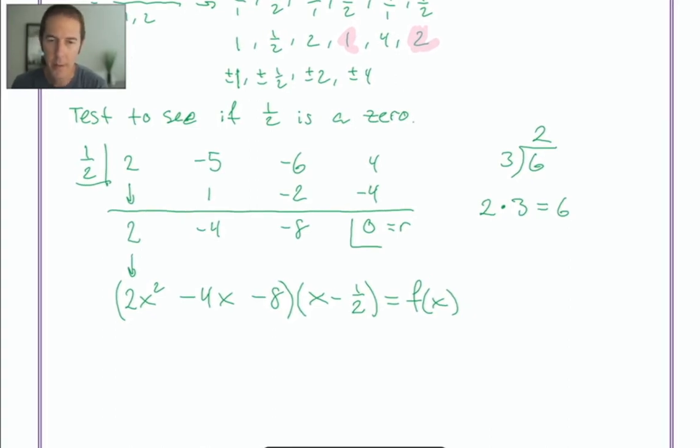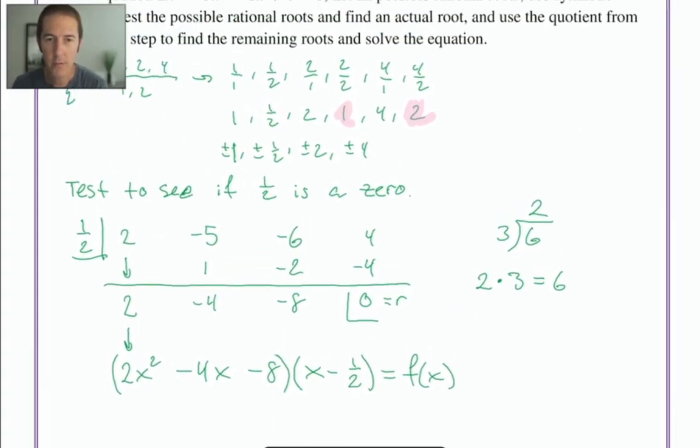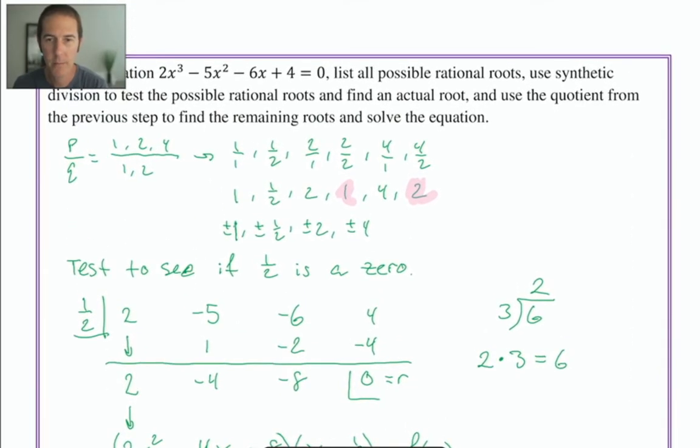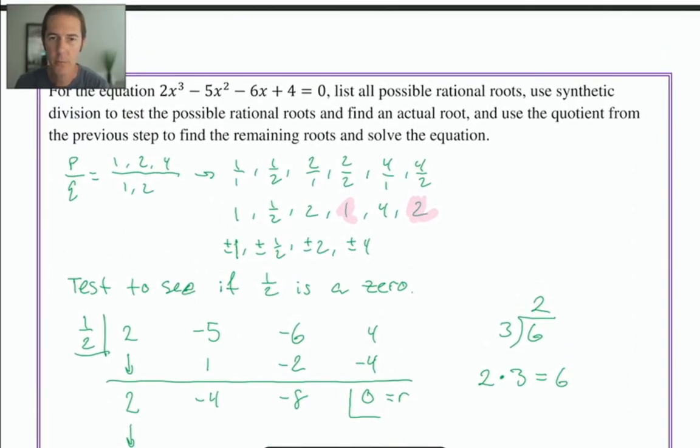Why am I happy about this? Well, let's read these really long instructions again. List all the possible rational roots. Okay, let's circle those because we did that. This is part of our final answer.